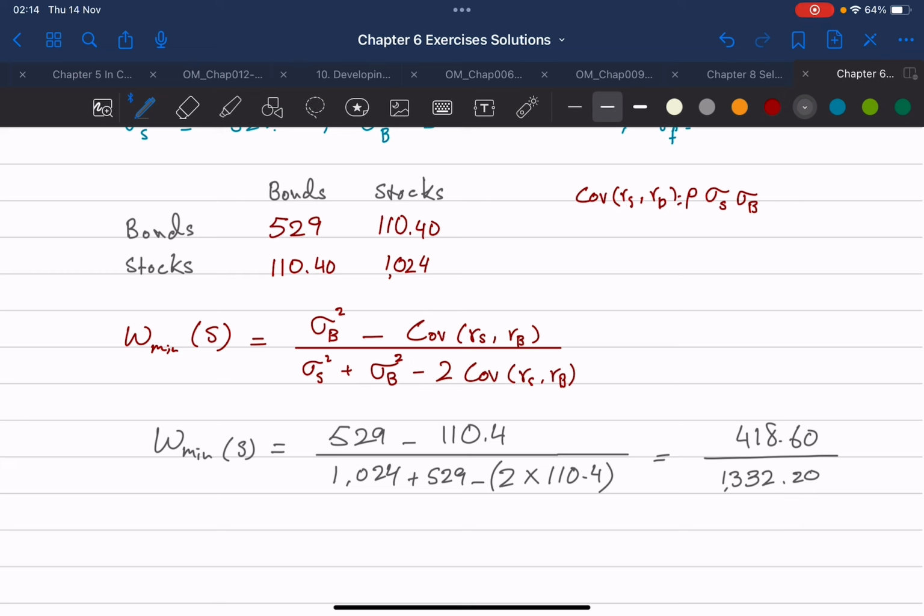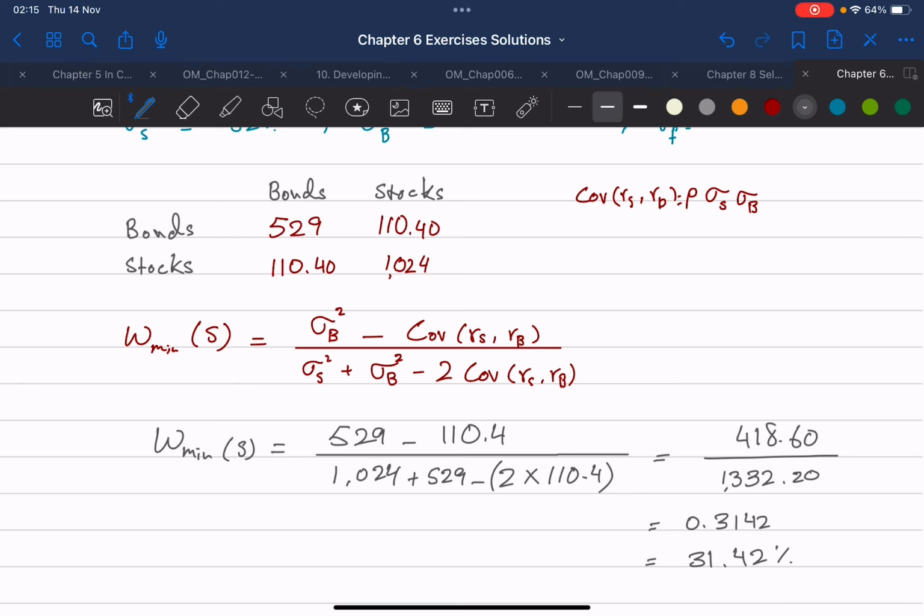Okay. Now we simplify our fraction. 418.6 divided by 1332.2, and we get 0.3142. Okay, which we then transform into a percentage, because this represents the asset allocation for the stock fund in our minimum variance portfolio. So that would be 31.42%. This proportion of our portfolio is going to be allocated to stocks.